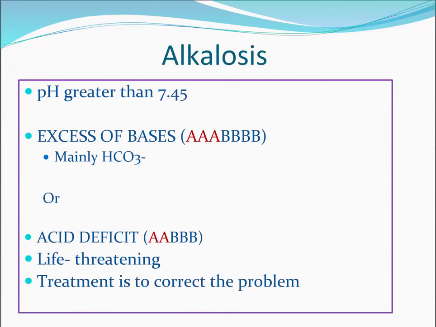Okay, we're going to talk now a little more briefly than acidosis, but we are going to address alkalosis. In alkalosis, the pH is greater than 7.45, and it can either be an excess of base, which is represented there by 3 A's and 4 B's, and usually that base is bicarbonate, or it can be caused by an acid deficit, which is represented there by 2 A's and 3 B's. Regardless of the cause, it is a life-threatening condition, and treatment has to be taken to correct the problem.